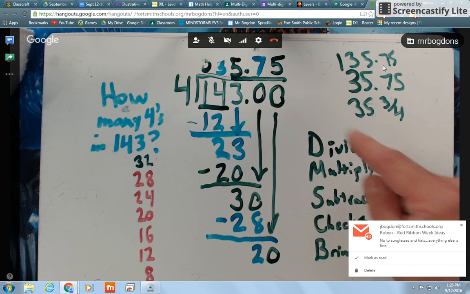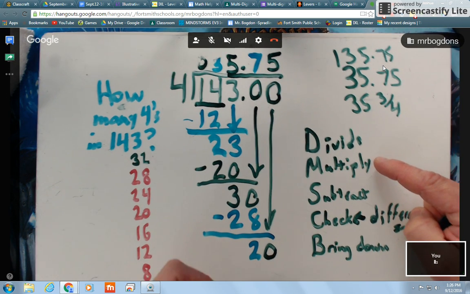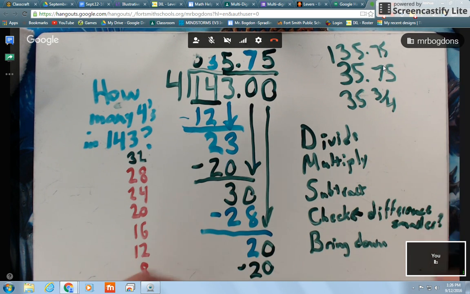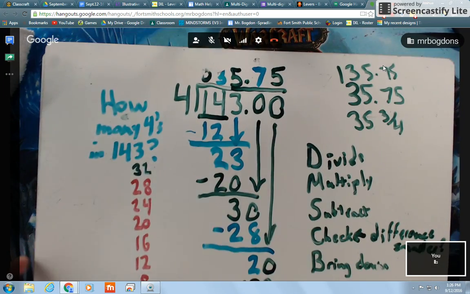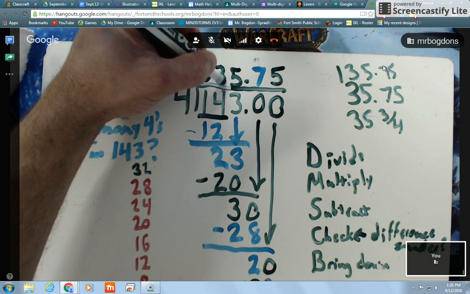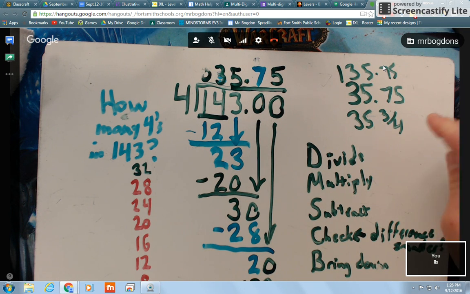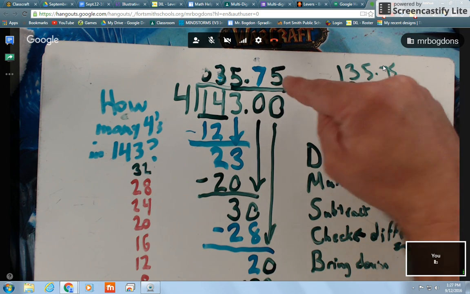So I multiply 4 times 5. Now I subtract. And then I get the exact answer of 0. So my answer is 35 and 75/100ths. And we can think about this. The 3/4 makes sense because if I gave you 3/4, how many pennies would you have? 75 pennies, or 75 out of 100 pennies to make a whole dollar.